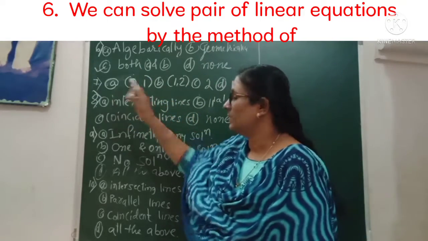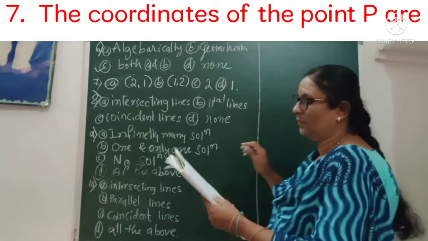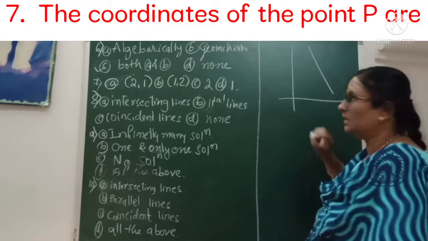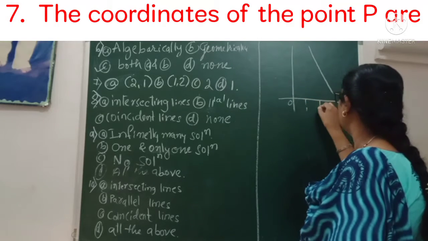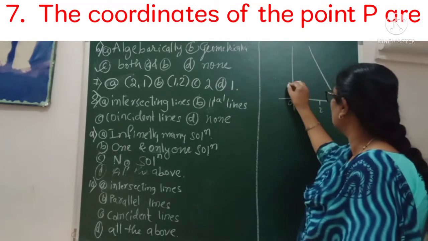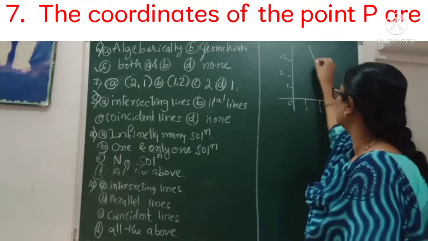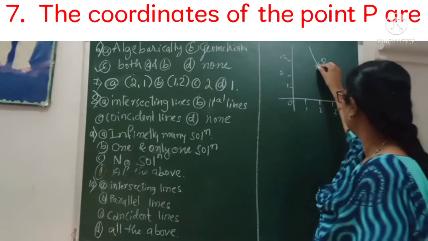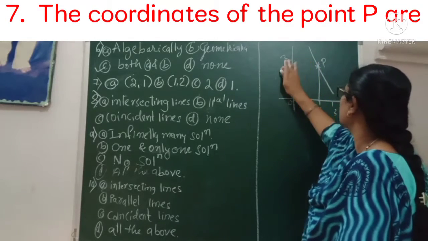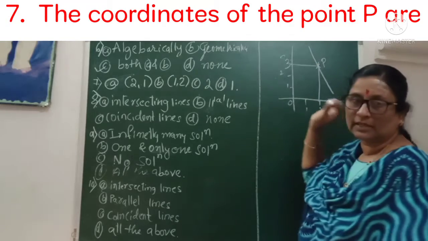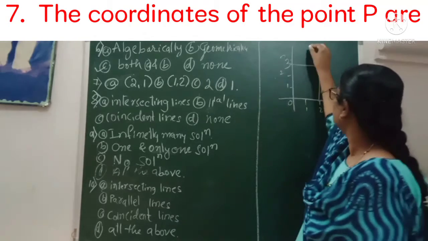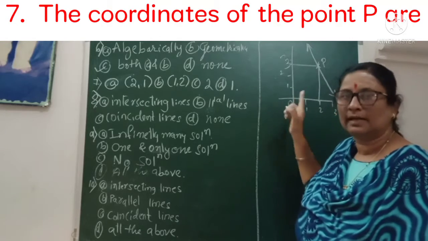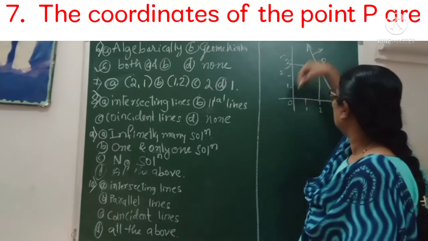Now look at the seventh one. The coordinates of the point P are very simple. You will be asked some questions. Suppose you are given something like this, with 0, 1, 2 and 3 as points, and you are given the point P here. The coordinates of this point P are the solution of this equation. Okay, we get the solution something like this. You will be given this equation as a linear equation. This is a line representing a linear equation. You will be given that equation also.